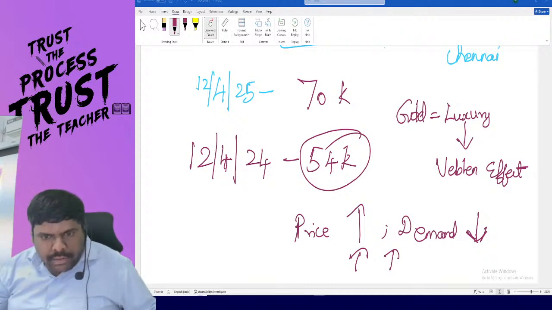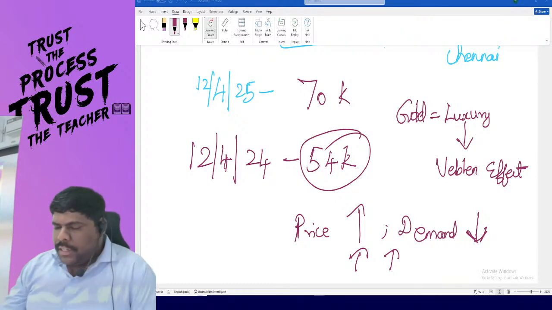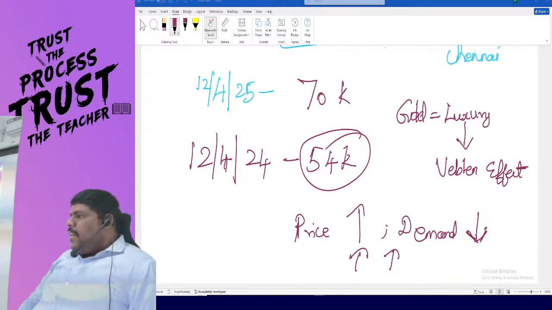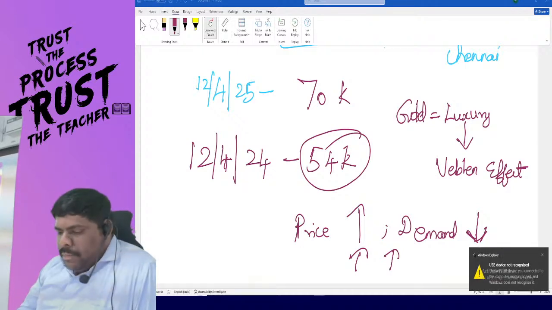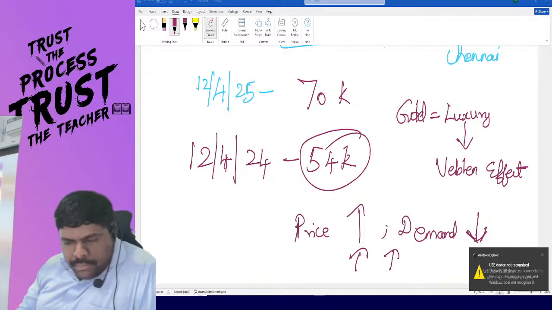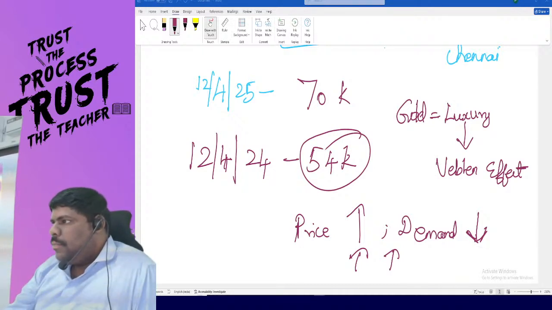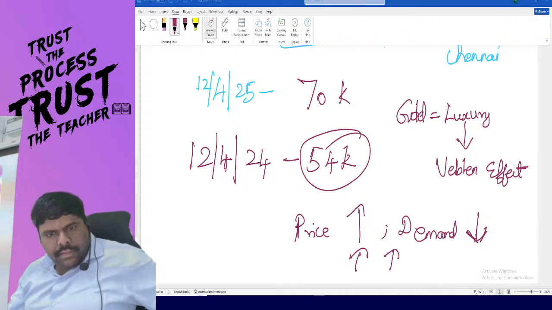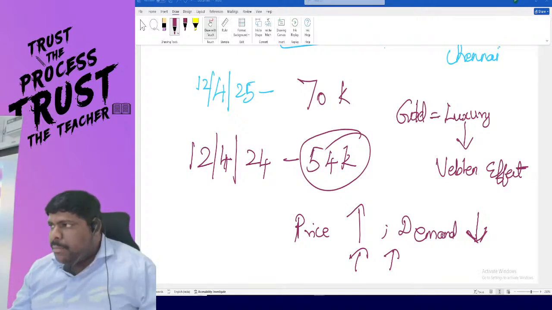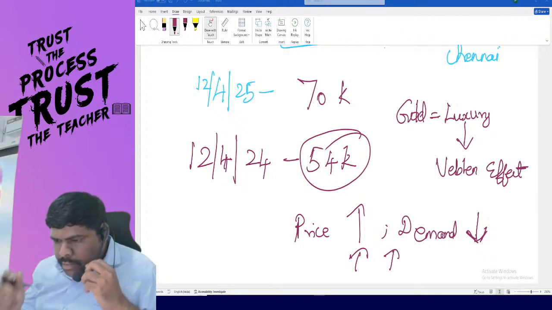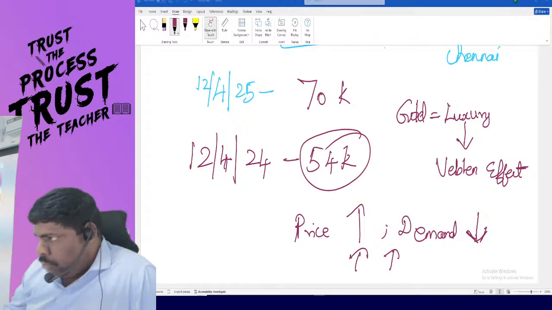Okay. Now we will proceed with fiscal policy. Listen, when there is an increase in price, there will be a decrease in quantity demanded. That is what we have studied. But for Veblen goods alone, what will happen? When price is increasing, the demand will also increase. Classic example is luxury goods.